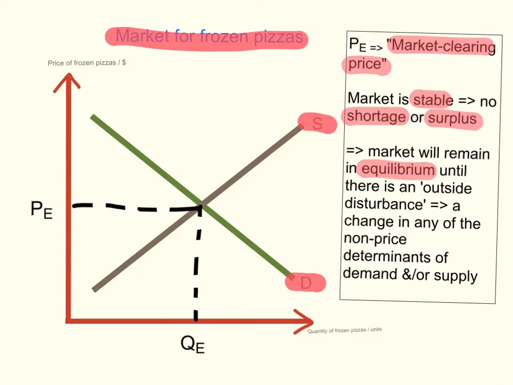This equilibrium price and equilibrium quantity will remain the same unless there is an outside disturbance. By outside disturbance, we mean any change in any of the non-price determinants of the demand or supply of frozen pizzas.